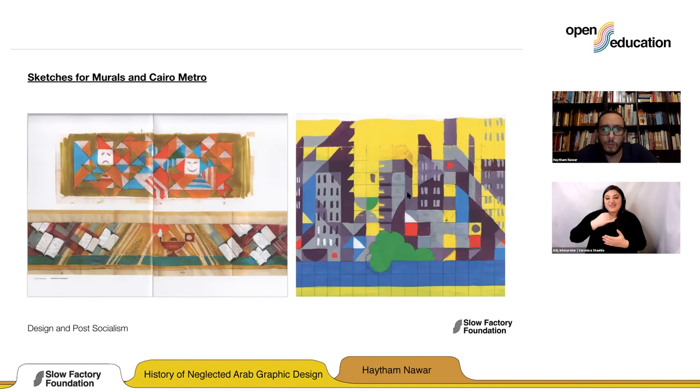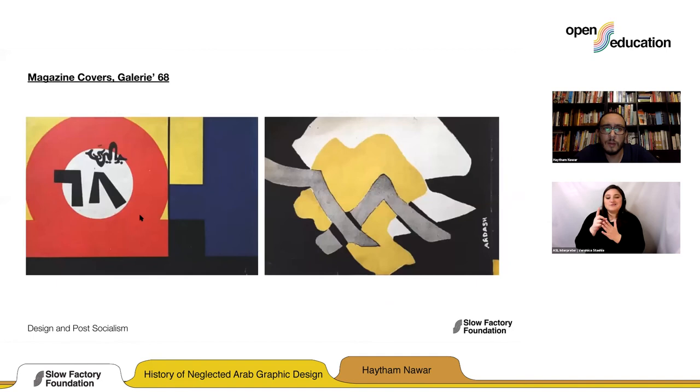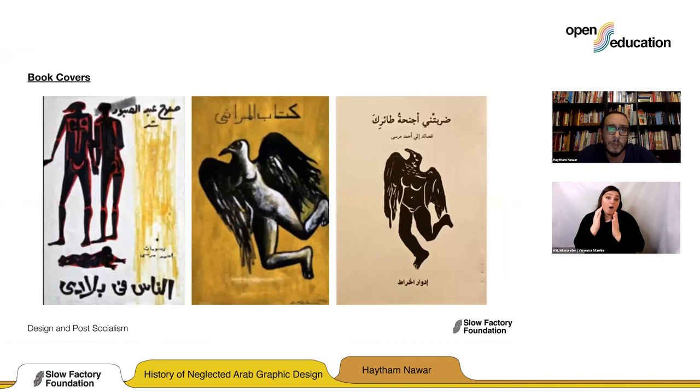Ahmed Morsi as well is a poet, artist, and designer. You can see some of the magazine he founded, Gallery 68, with very political content. He lives at the moment in New York, and he's still working as an artist, but he's not designing anymore. And those are some of his designs.